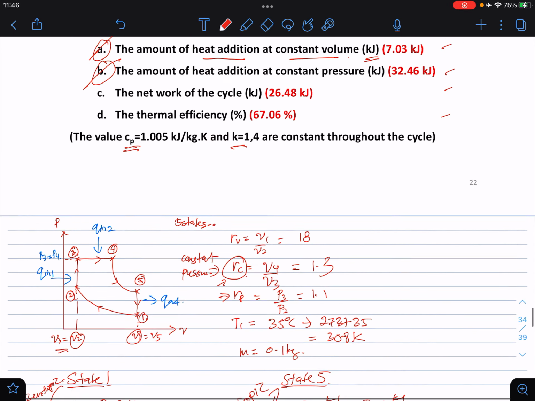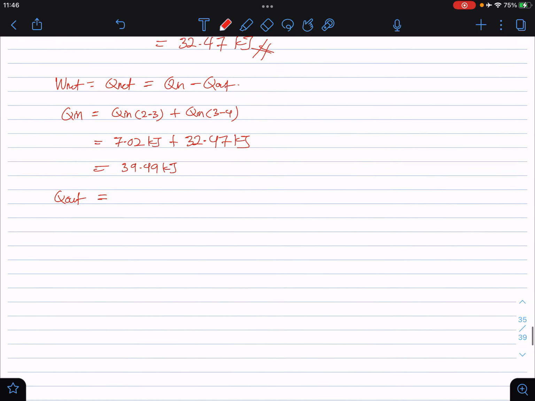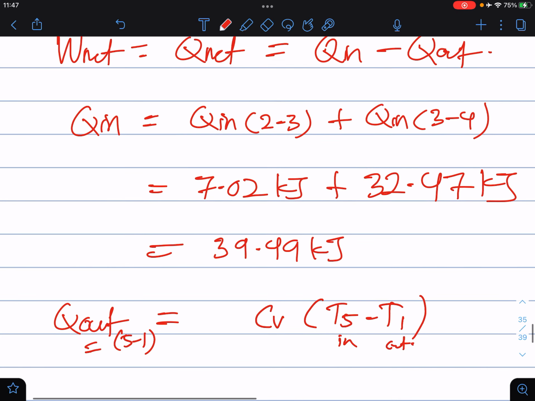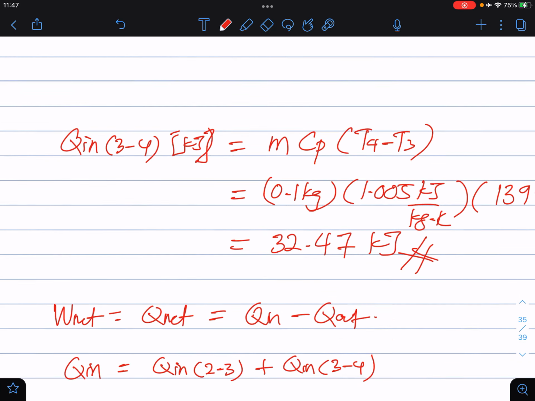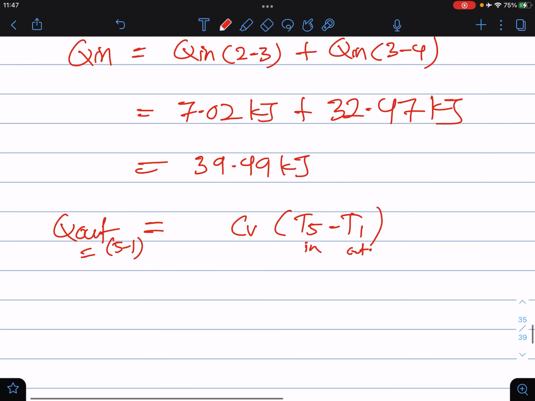And then your Q out occurred during 5-1. 5-1 is a constant volume process, so put here Cv, and you need to use T5 minus T1. This is your in, this is your out. Because you want to find Q out here, it will be out minus in. Look at the process, and because we maintain the unit in kilojoule, make sure you put a mass here. If you want to maintain kilojoule per kilogram, there is no need to put the mass here.